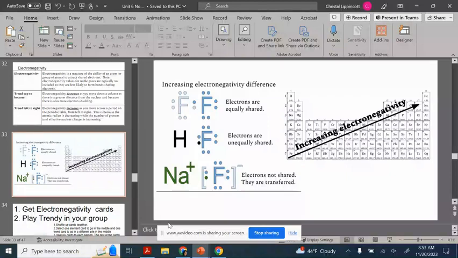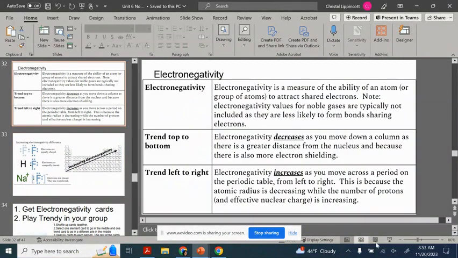We are going to talk about electronegativity. That's where we're starting out today.